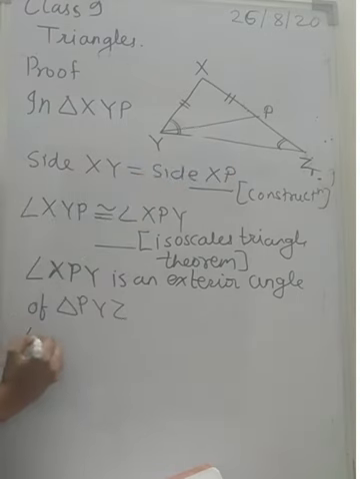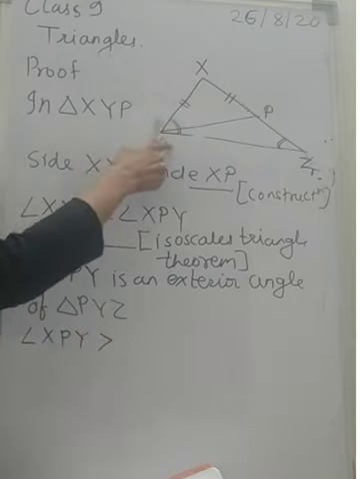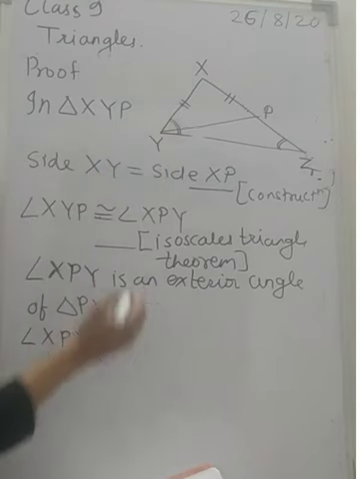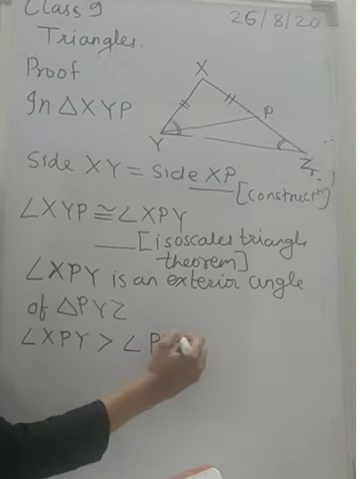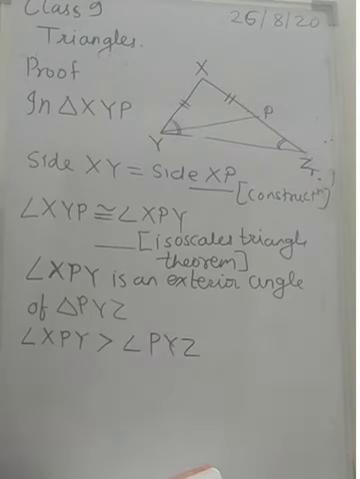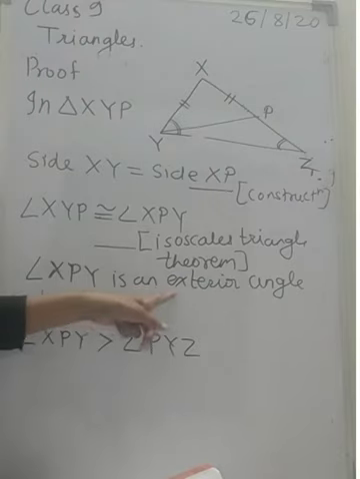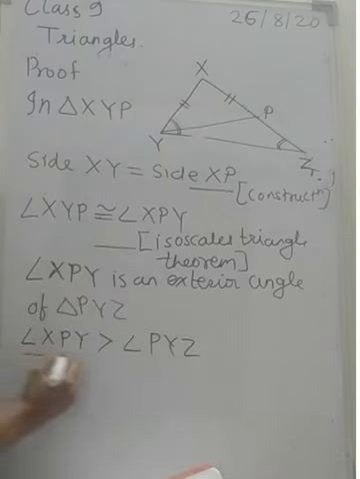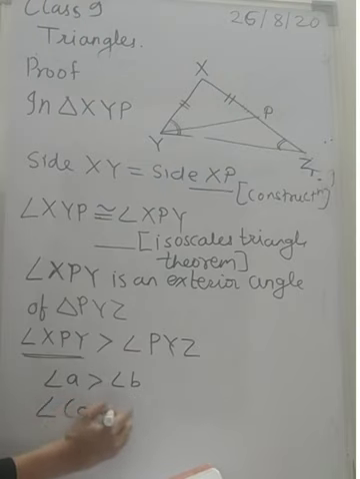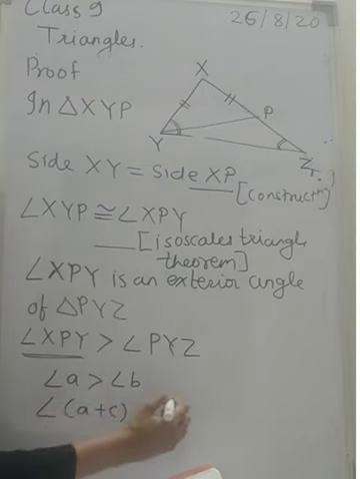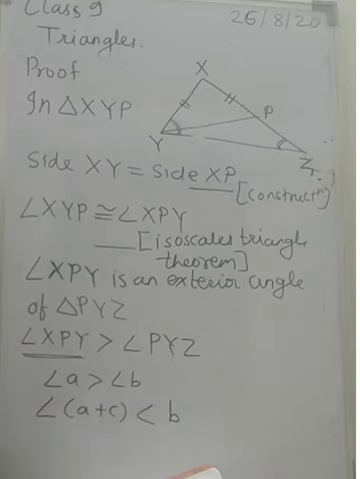So that means this angle XPY will be greater than, I am just going to talk about this because I need to prove that this is greater, angle PYZ, from the exterior angle theorem. Now if I am saying angle A is greater than angle B, and I am adding something to angle A, it will always be greater than B, right? Do you agree with this?